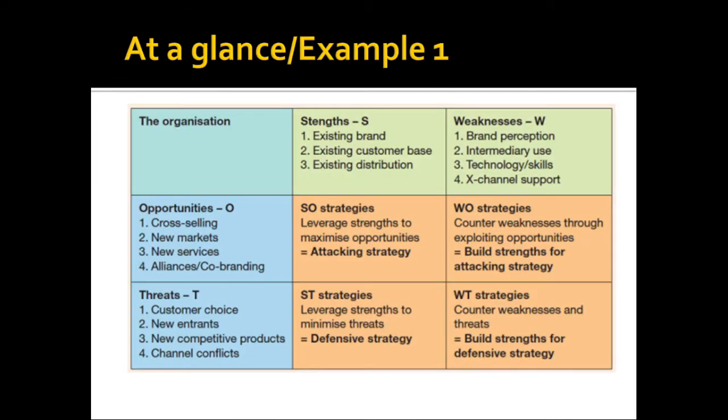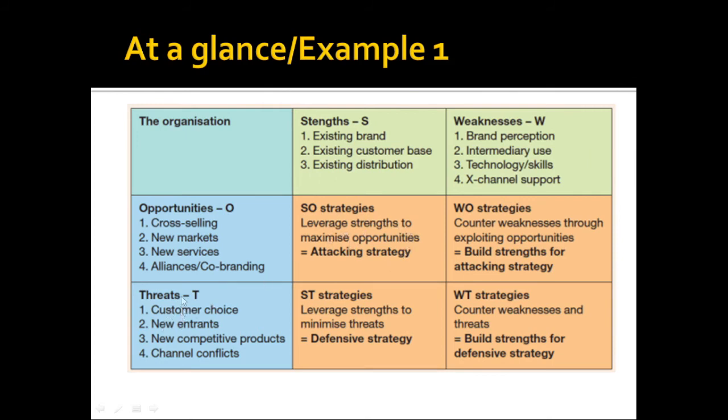So here's an example of a TOWS analysis. Let's say, for example, the strengths are the existing brand, existing customer base, existing distribution. Weaknesses are the brand perception, intermediary use, technology and skills, cross-channel support. And opportunities are cross-selling, new markets, new services, alliances or co-branding. So for strengths and opportunities, the strategy is to leverage strengths to maximize opportunities. So we're going to use the attacking strategy.